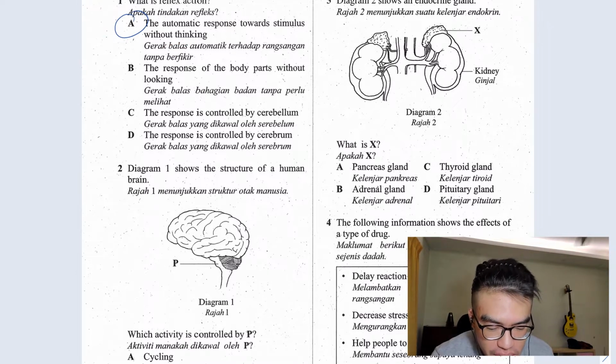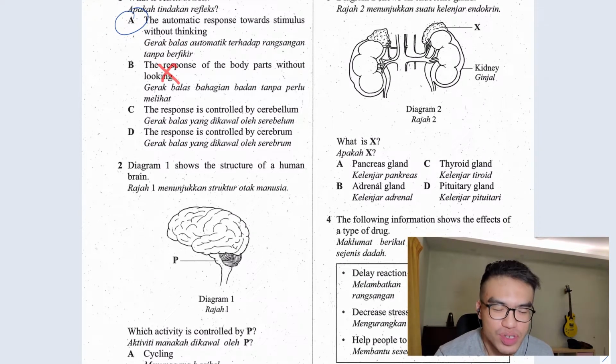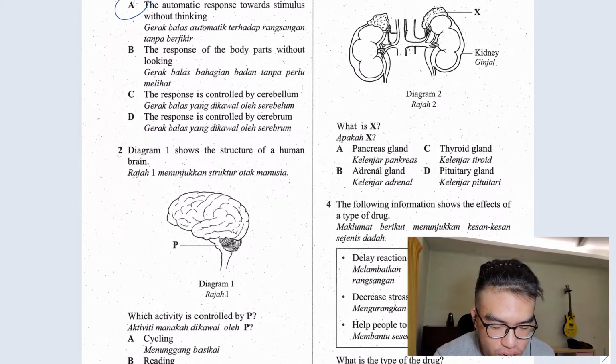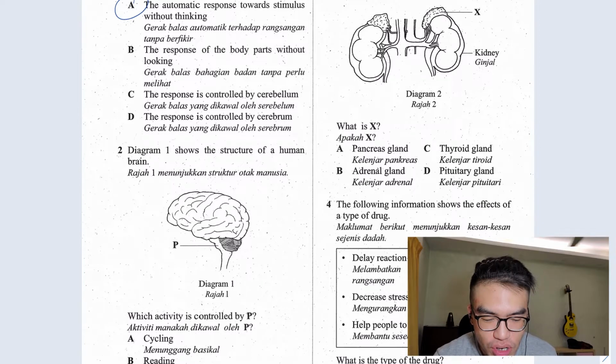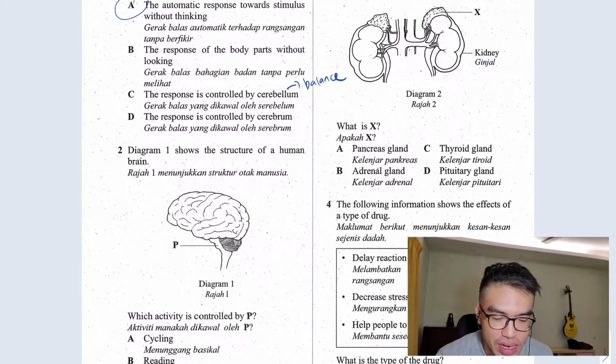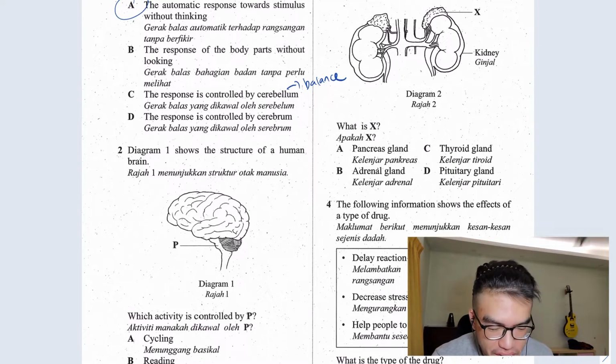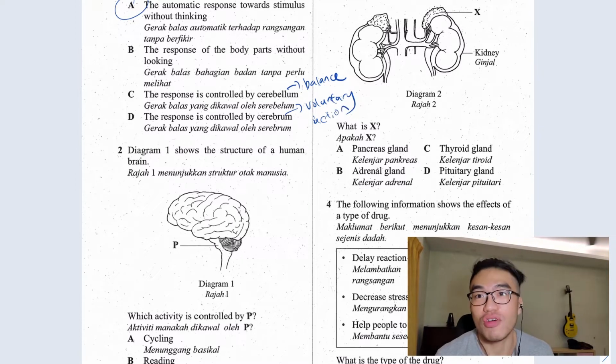Of course, B, without looking, that wouldn't be so accurate. C, controlled by cerebellum. Cerebellum is the back part of the brain. So this would control balance, not reflex action. And then the cerebrum would control our voluntary action. That would be something we can control.